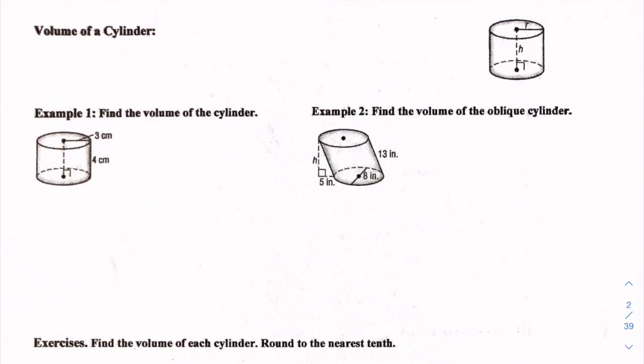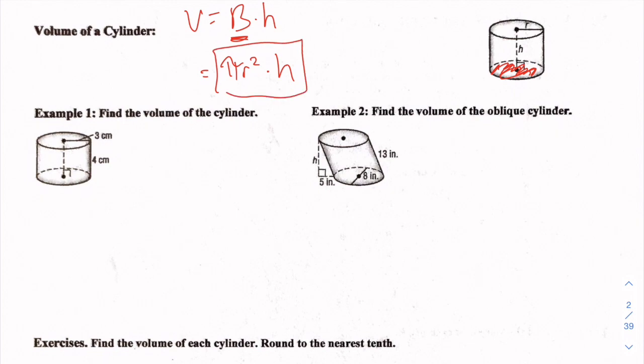Alright guys, so real quick, volume of a cylinder, same thing: base area times height. In this case, what's my base though? The base is a circle, so the area of a circle is pi r squared, times h. Boom. That's your formula. Okay.